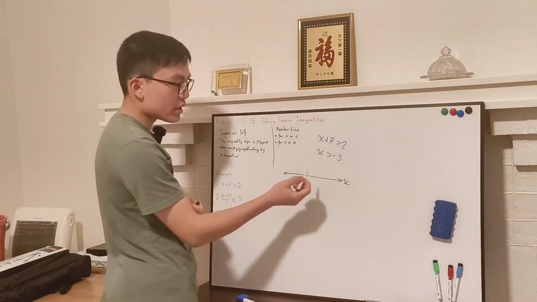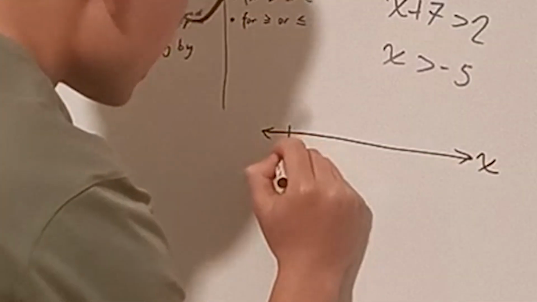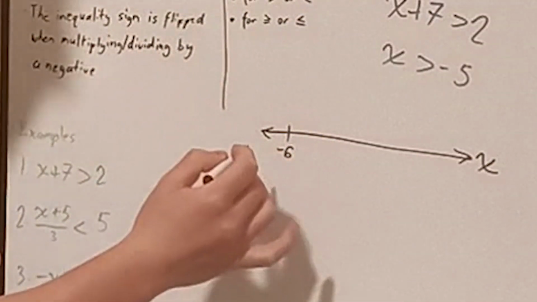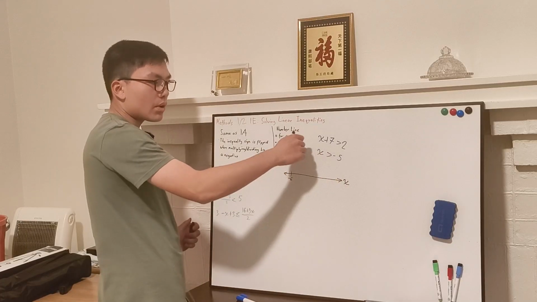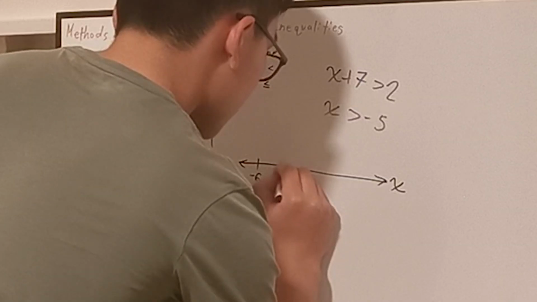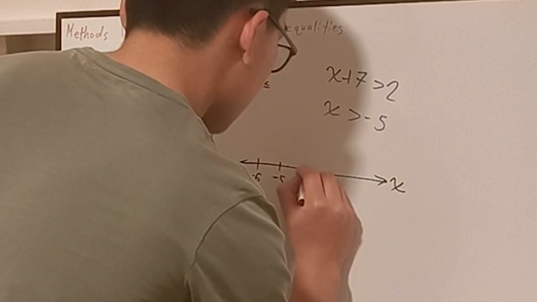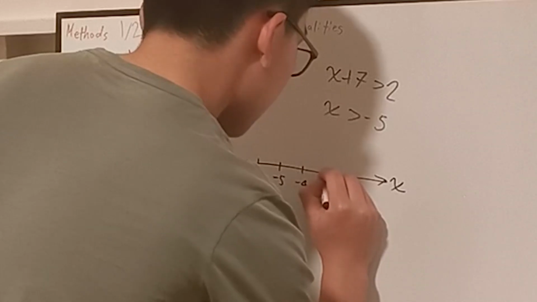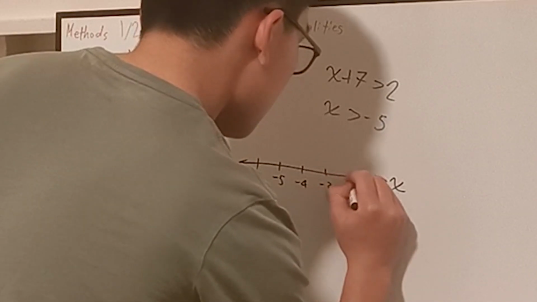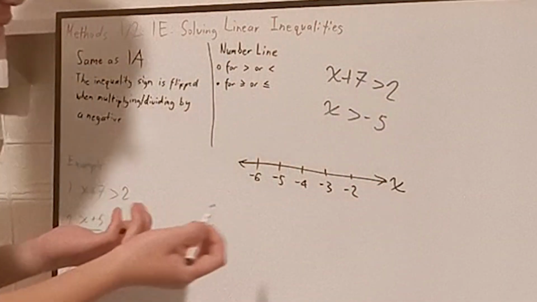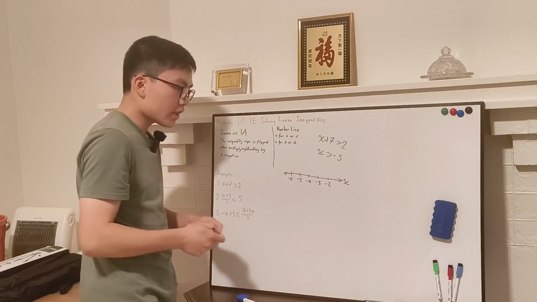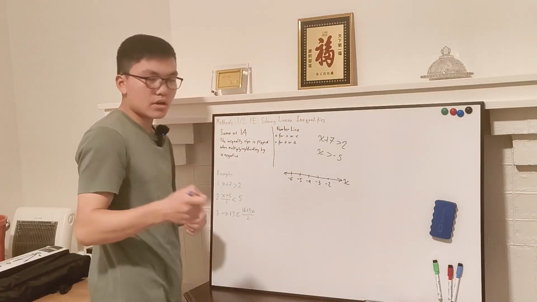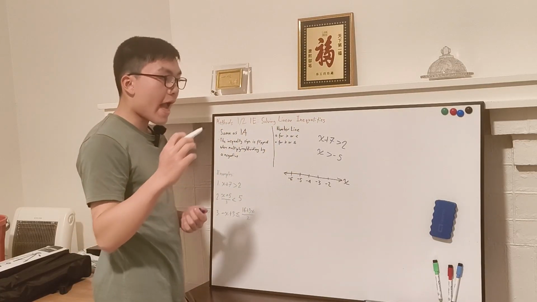Now what we're going to do is plot this left endpoint, and we're going to start with minus 6 because that is one number lower than minus 5. And then we're just going to increase in increments of 1. So minus 5, minus 4, minus 3, minus 2, and that's pretty much good enough. Now what we want to do is draw our line for x.